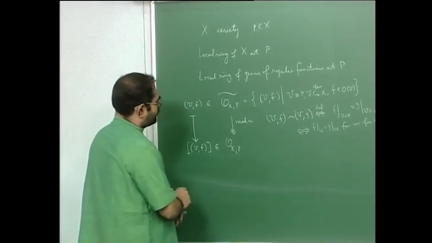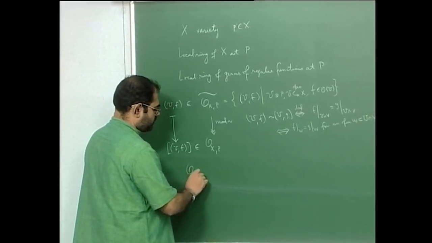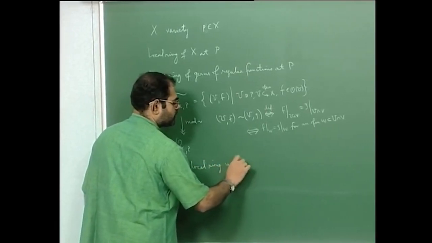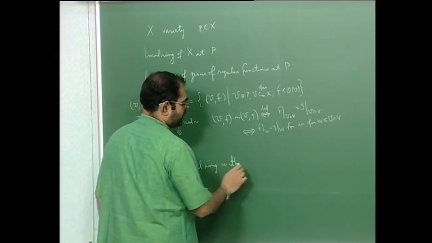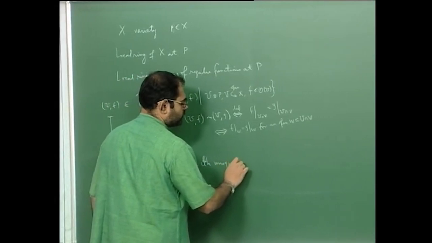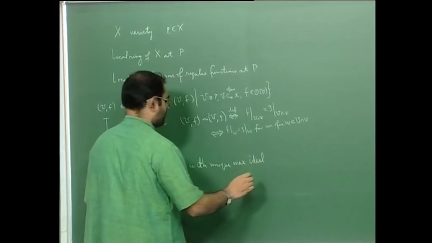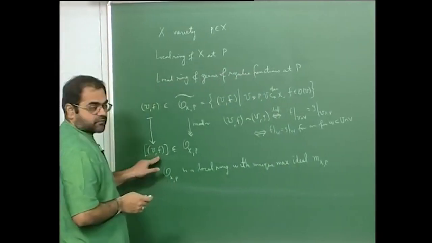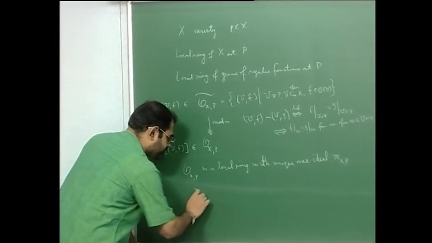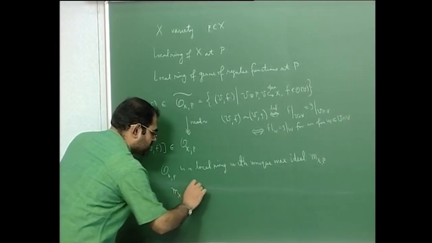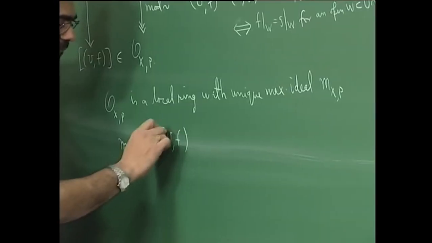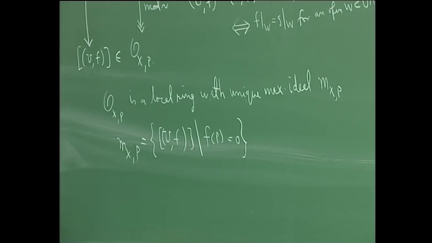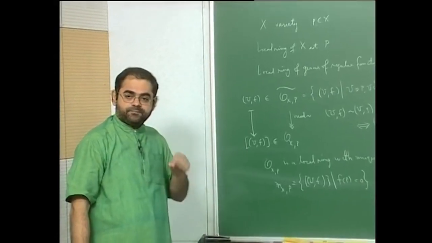And I told you that O_{X,P} is a local ring with unique maximal ideal M_{X,P}, and what is the maximal ideal? It's the germs of all those functions which vanish at the point P. So M_{X,P} is all those germs (U, F) such that F of P is 0. So germs of those regular functions defined in a neighborhood of the point P which vanish at P, okay.